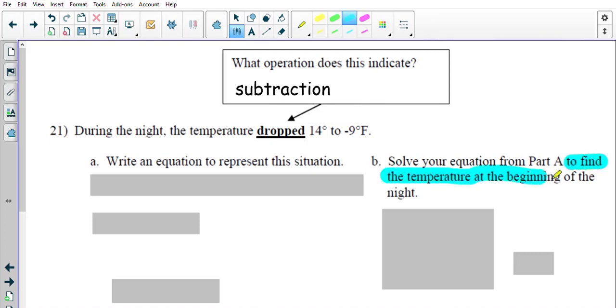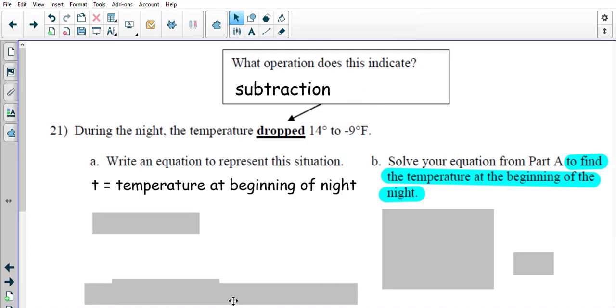That's our unknown. So let's go ahead and define a variable to represent that. So I chose T, although it looks a lot like a plus sign, so be careful about that. But T is going to be the temperature at the beginning of the night. So we're going to start with T. The temperature dropped 14 degrees. So that's T minus, for subtraction, 14, and it ended up at -9 degrees. So T minus 14 equals -9. And again, I like to translate it word for word. A lot of students are going to try to solve this instead of just writing an equation and then solving the equation. That can get pretty tricky, especially once we mix in negative numbers.